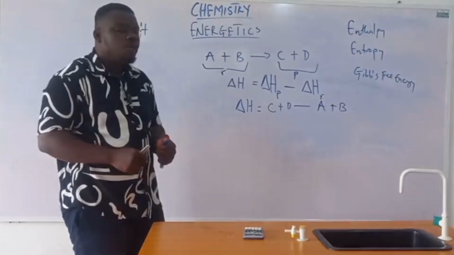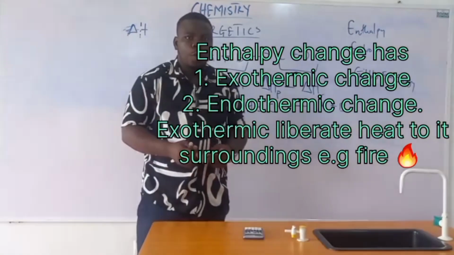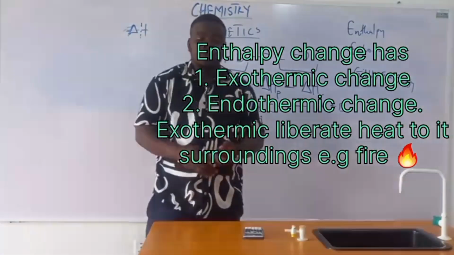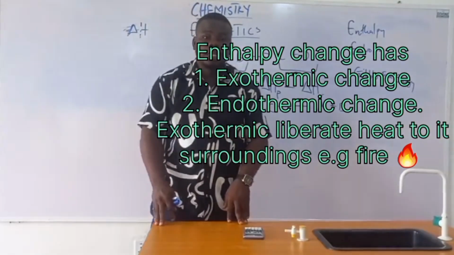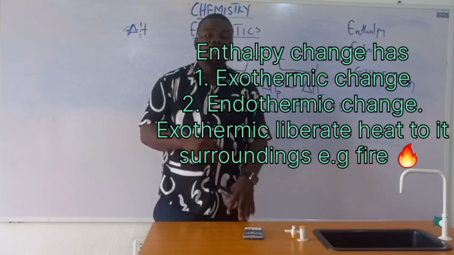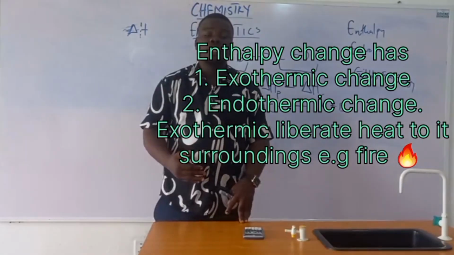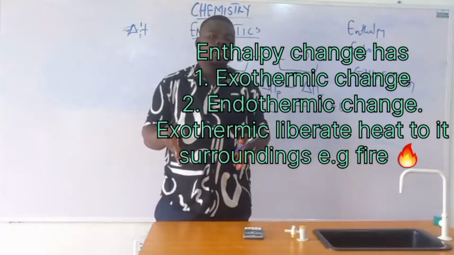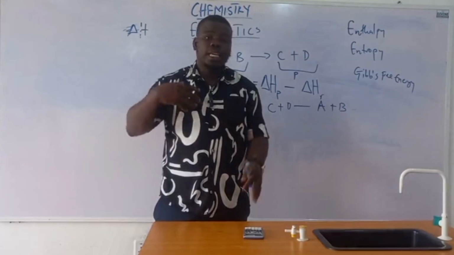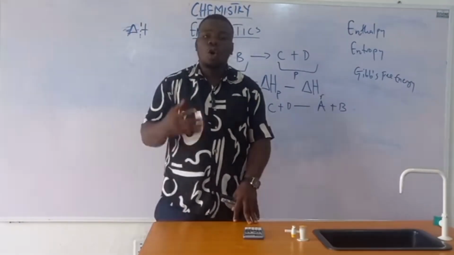Now, moving forward, in enthalpy, we have two types of changes. We have the exothermic and we have the endothermic. Now, what is an exothermic change? An exothermic change is the type of change that liberates heat to its surroundings. At the end of the day, it leaves its surrounding hot. I want you to think about fire. When fire is burning, it gives out heat, and at the end of the day, the surrounding becomes hot.